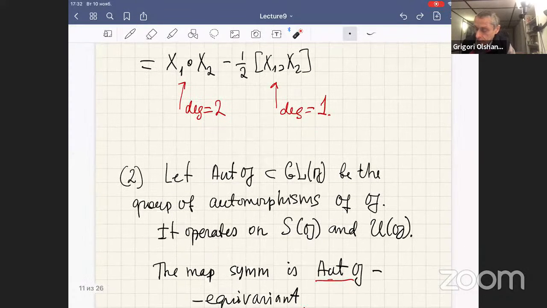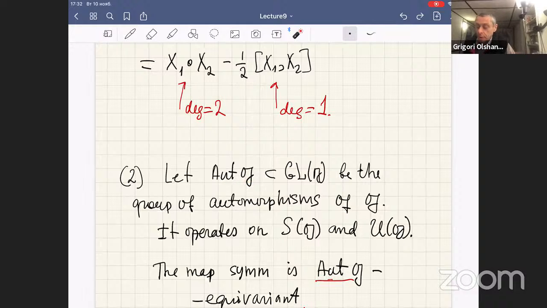The next fact. Assume we want to consider the automorphism group of our Lie algebra. It is formed by elements in the group of all invertible operators on the vector space G, which preserve the structure, the bracket of the Lie algebra. So this is the automorphism group. And this group is a group of symmetry.